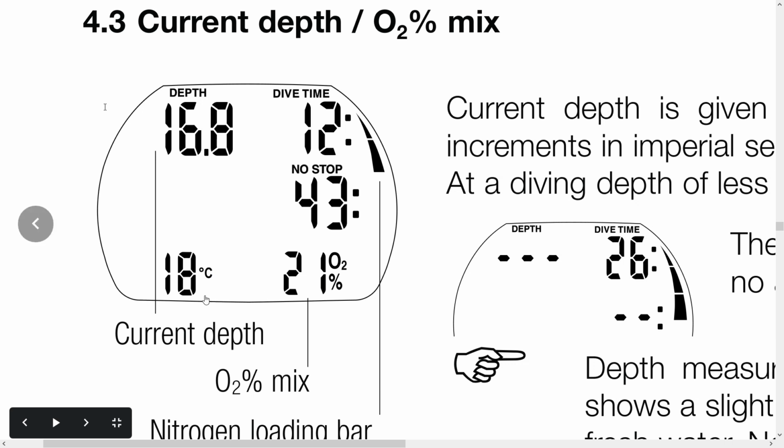Over here on the right, we see the display when the computer is in dive mode, but the depth is less than 3 feet. The 3 dashes indicate that you're in surface mode, but the computer is still actively ready to continue your dive. So both the depth and the nitrogen time remaining are dashed out.